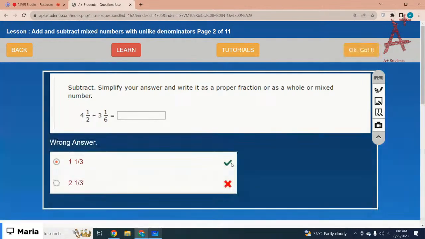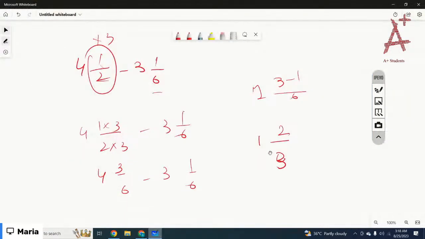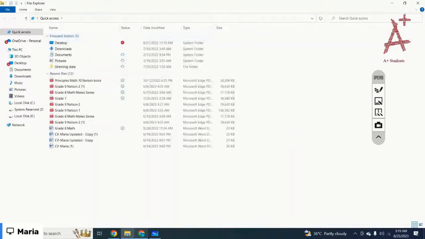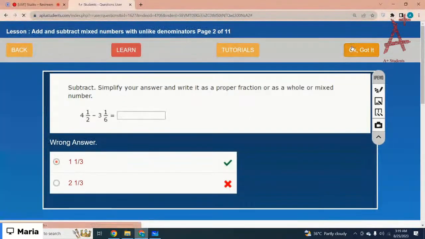Okay. 1 whole 1 over 3. Oh, yes. You can see here you have 6. You can divide this fraction by the common number, that would be 2. You can divide them by 2. So it would be 1 whole 1 over 3. The correct option is 1 whole 1 over 3. Very good. Okay, got it.